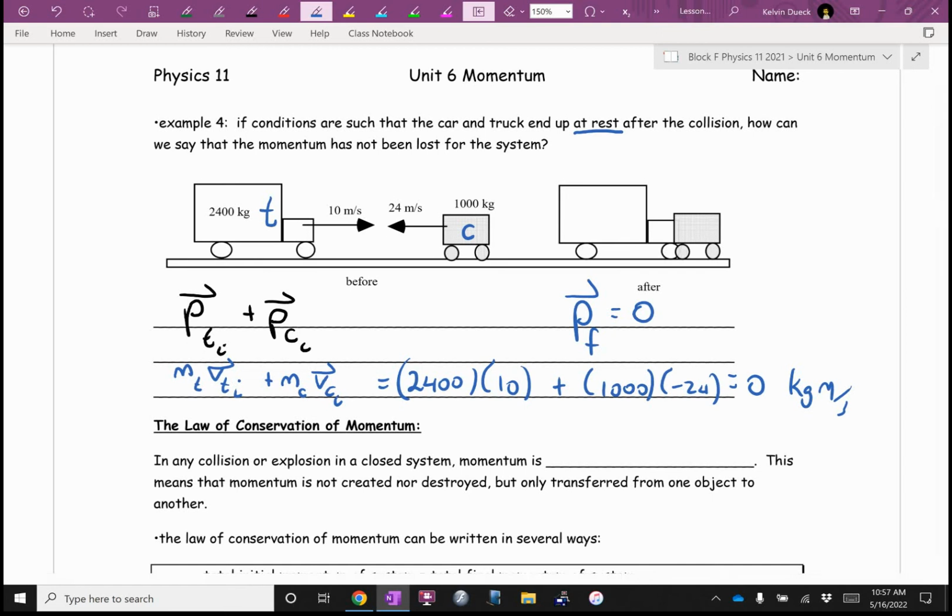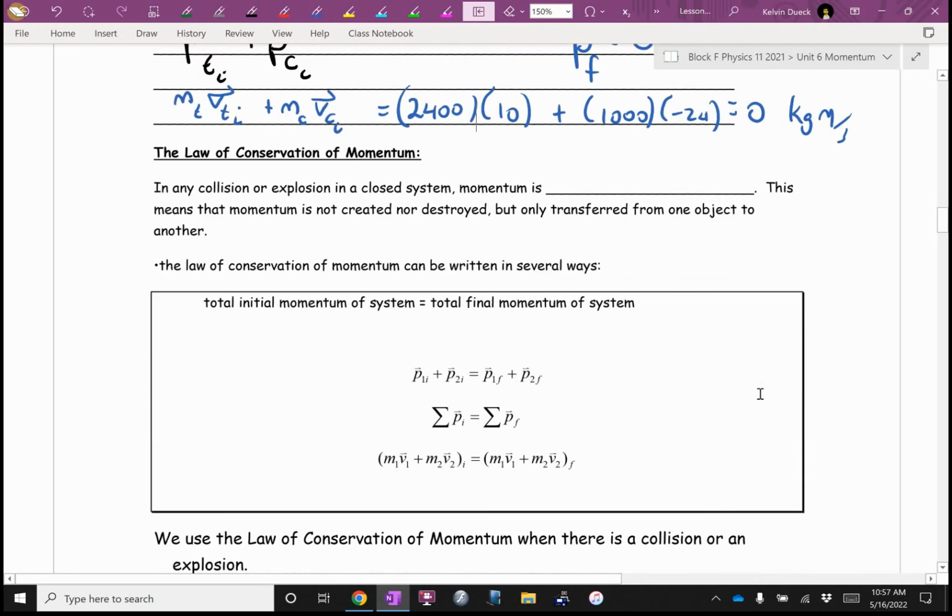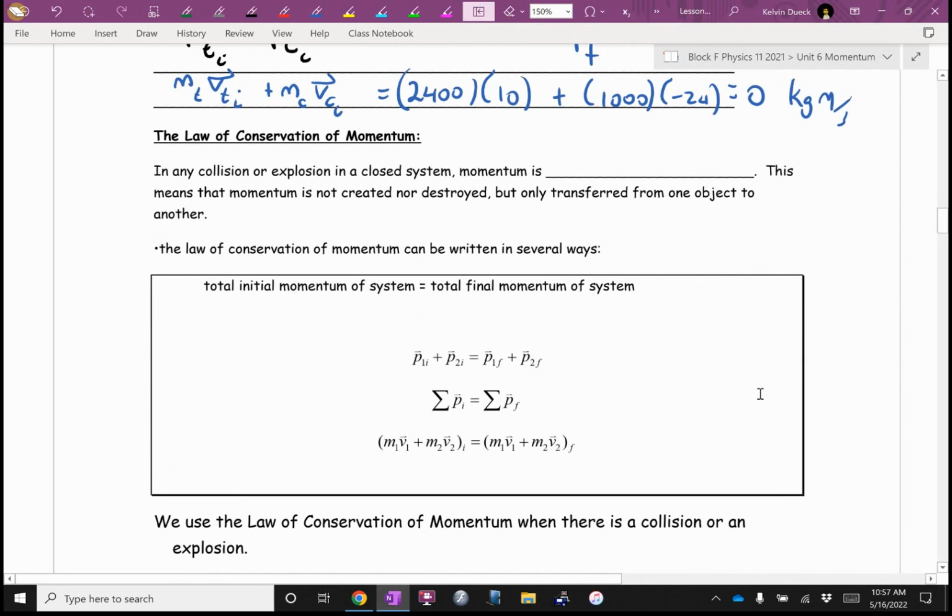The car absorbed 24,000 kilogram meters per second to go with its original negative 24,000 kilogram meters per second, and that brought it to a stop. So what's the law of conservation of momentum? It says this: in a collision or explosion in a closed system, momentum is, here's the fancy word, conserved. What you start with is what you end with. This means that momentum isn't created or destroyed, not gained or lost. It's just transferred from one object to another.